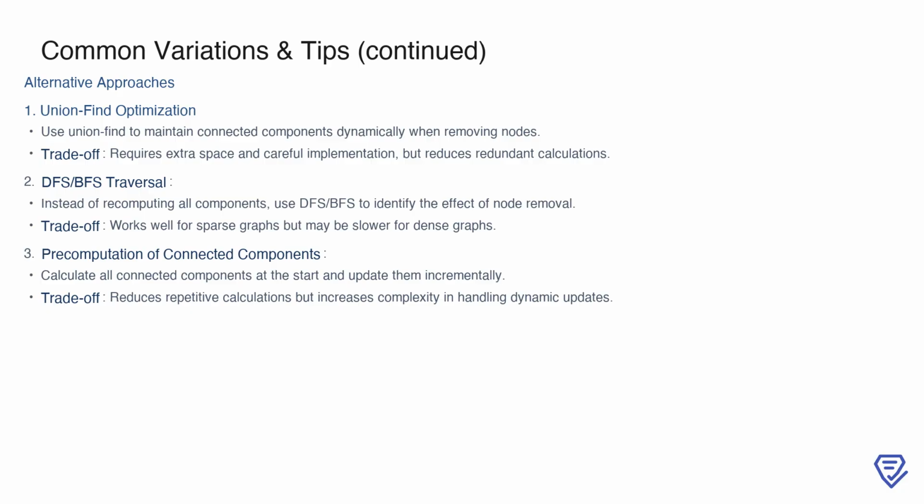Finally, pre-computing all connected components at the start and updating them incrementally is another viable strategy. This reduces repetitive calculations but increases the complexity of handling dynamic updates. Each approach has its trade-offs, so the best choice depends on the specific properties of the graph and the constraints of the problem.